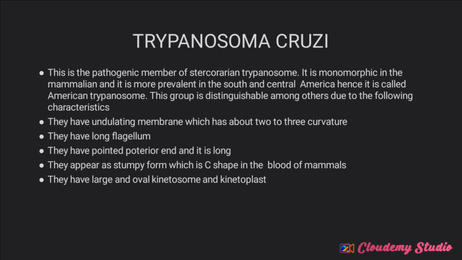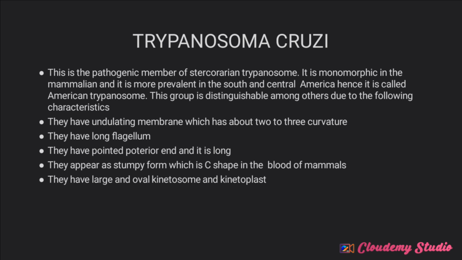This group is distinguishable from others due to the following characteristics. They have an undulating membrane, which has about 2 to 3 curvatures. They have a long flagellum. They have a pointed posterior end and it is long. They appear as a stumpy form, which is C-shaped in the blood of mammals, and they have a large and oval kinetoplast. And when we're talking about this, we said they are what? They are stumpy form. I think I talked about stumpy, slender, and other forms like that. You understand? I told you about stumpy form, slender form, and other forms like that.